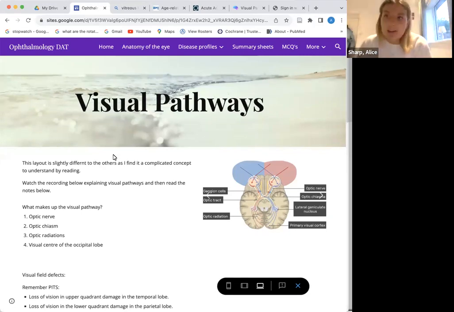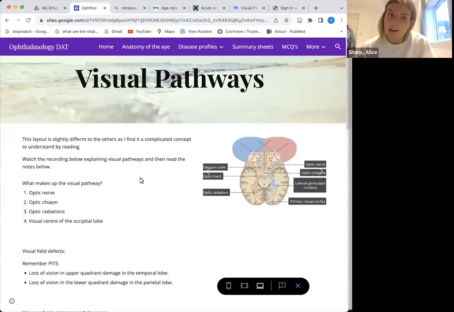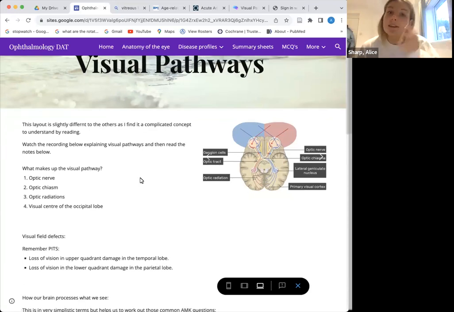So we're just going to run through the page and explain it, because I thought that was easier. It's quite a difficult concept to understand when you're just reading it. I think it makes a lot more sense if someone explains it to you. Like I said, this layout is slightly different to the other pages, but don't worry about writing anything down, because it's all on the website.